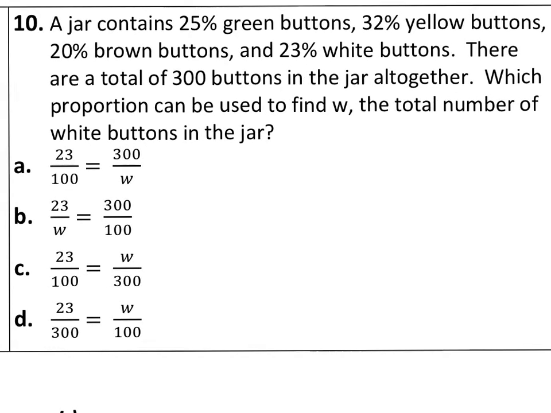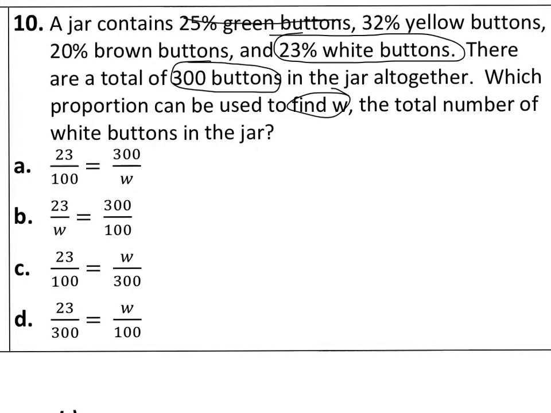Okay, a jar contains 25% green buttons, 32% yellow, 20% brown, 23% white. Total of 300 buttons in the jar. Which proportion can be used to find W? Now, this one is tough because there's all these numbers, and you have to sort through which is useful and which is not. We need to know the total, so that's important, and we're looking for W, which represents white buttons.